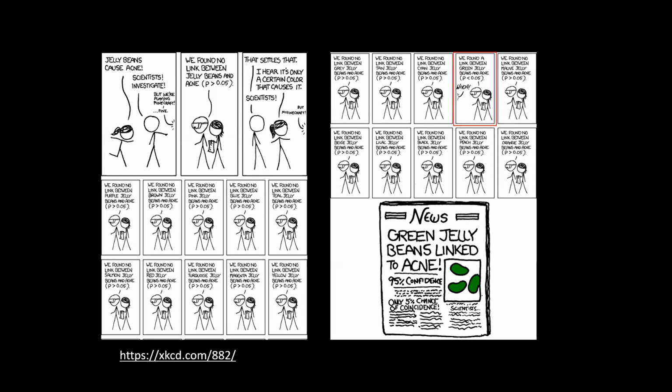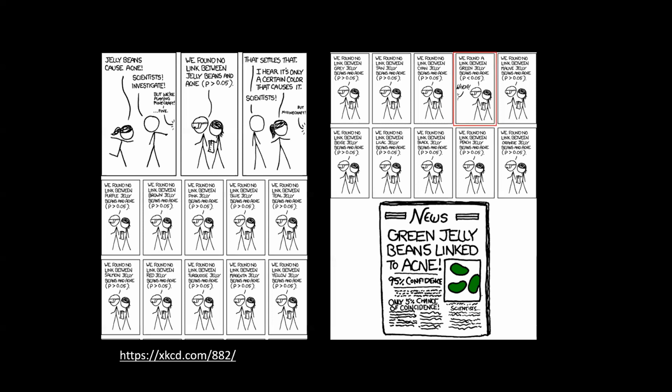So in this example, there's a hypothesis that jelly beans cause acne and a call for scientists to investigate, but they're all playing Minecraft, which means they probably understand what my son is talking about more than I do. They do their study and they found no link between jelly beans and acne. Of course, all they're showing is that their p-value is greater than 0.05.